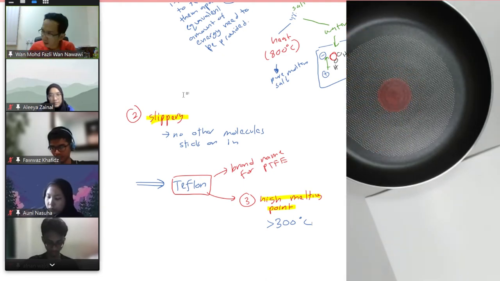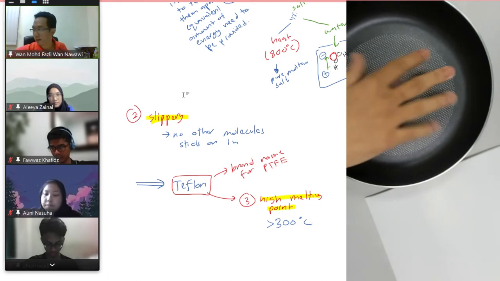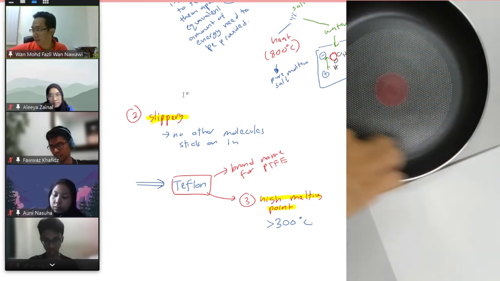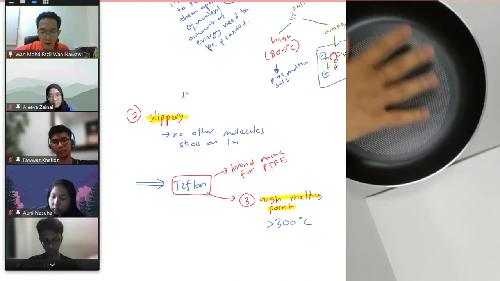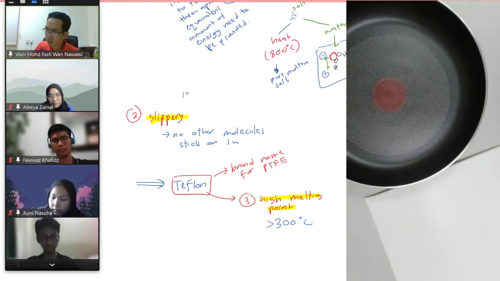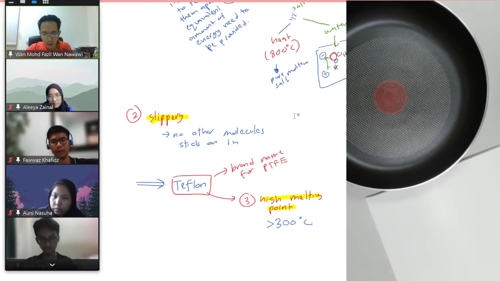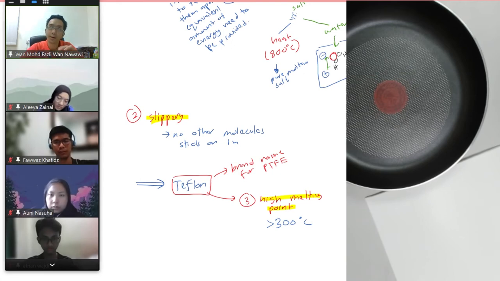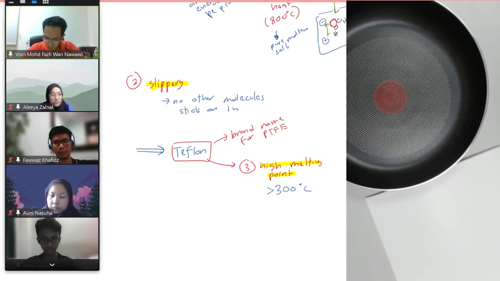And the non-stick character, the reason why this is non-stick, is because of the Van der Waals force. We learned before about the London dispersion force and so on. In the last class, we learned about London dispersion force and the covalent bond. So let me talk a little bit about this slippery part.